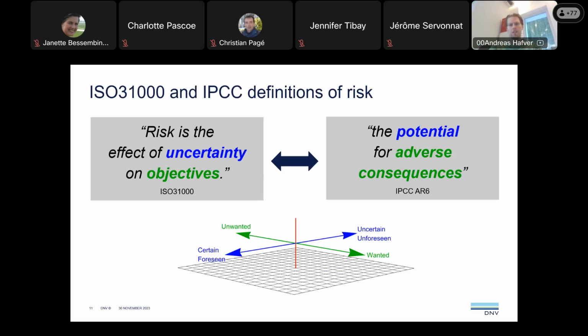But relating back to these definitions I showed earlier, I've highlighted in blue and green: the one dimension is about uncertainty from the ISO definition, or potential from the IPCC definition. And the objectives or adverse consequences is the other direction. It has to do with unwanted and wanted consequences. So this is my intuition about risk, to look at it from a decision perspective. In this decision, what is at stake, and what is it that I know and what is it that I don't know.